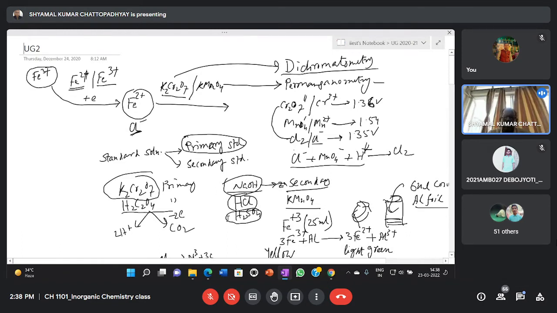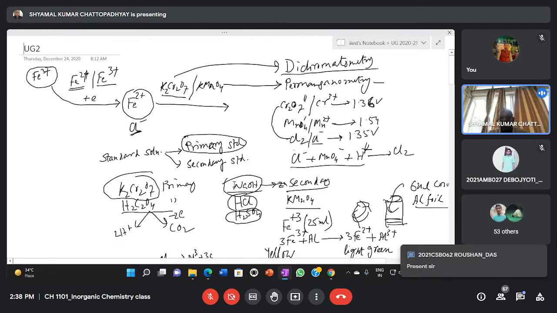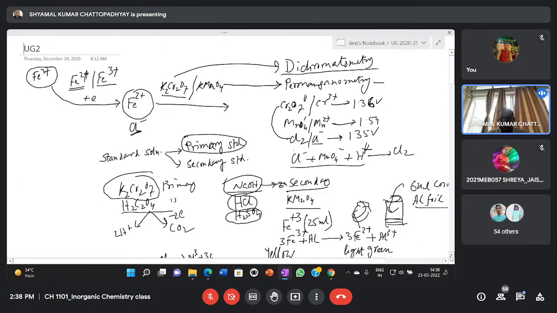Suppose I ask you to prepare a standard HCl solution. First, you will prepare a standard oxalic acid solution, a primary standard. Then using that oxalic acid solution, you prepare a standard sodium hydroxide solution by titration. And using that sodium hydroxide solution, you prepare the standard HCl solution or sulfuric acid solution. So it must be very clear what a primary standard is and what a secondary standard is.